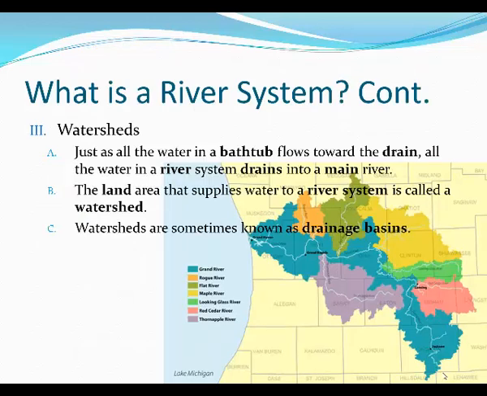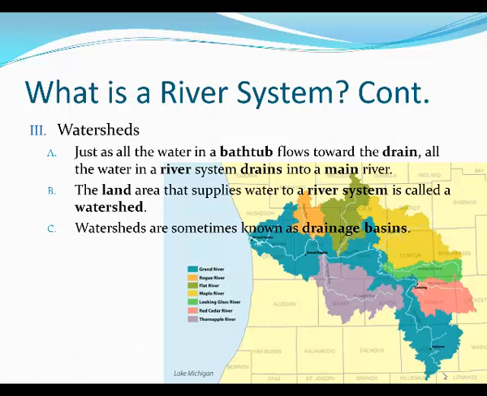So, watersheds. Just as all the water in a bathtub flows toward the drain, all the water in a river system drains into a main river. The land area that supplies water to a river system is called a watershed. Watersheds are also sometimes known as drainage basins. And again, this picture shows the Grand River watershed.